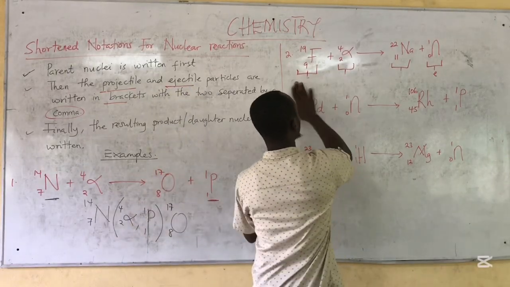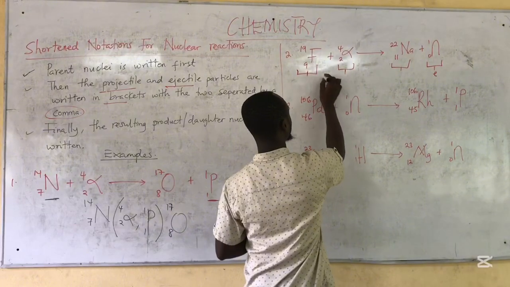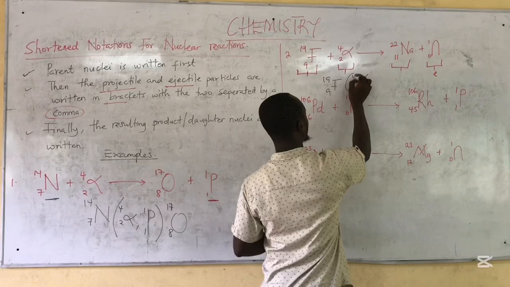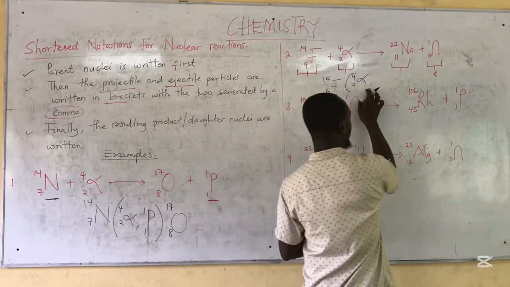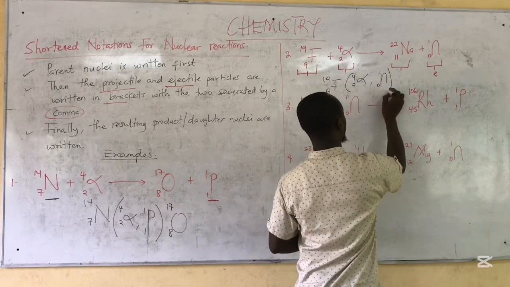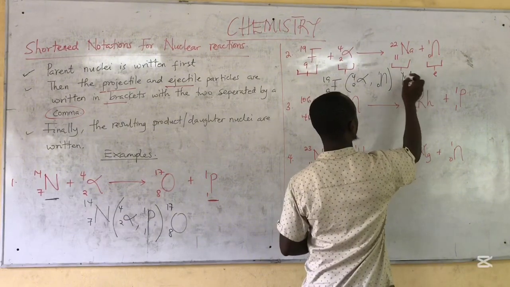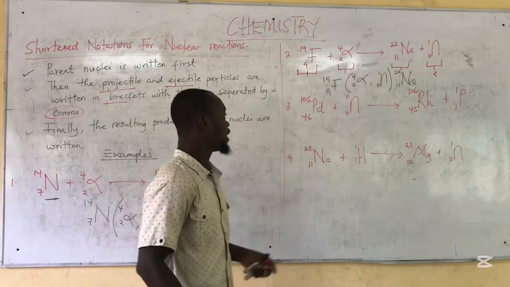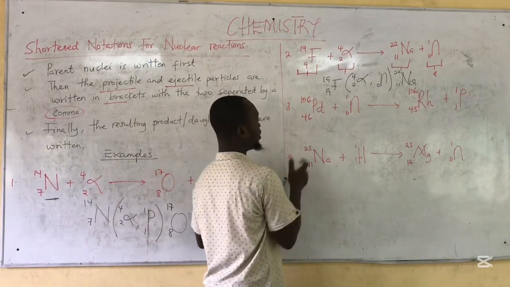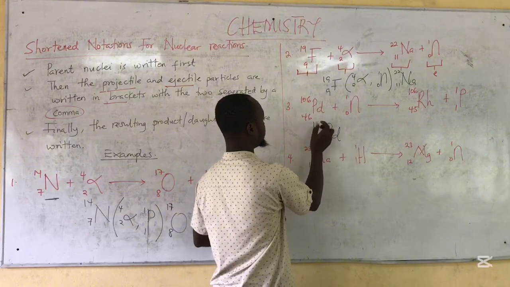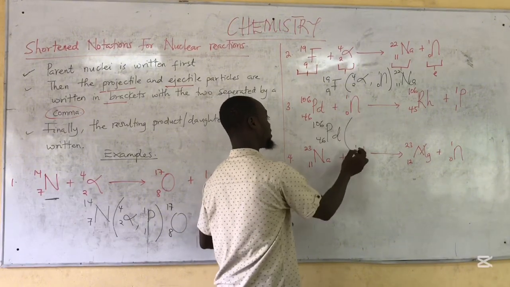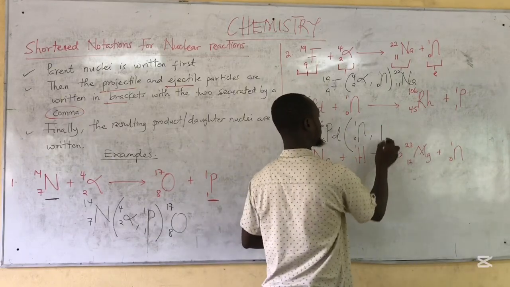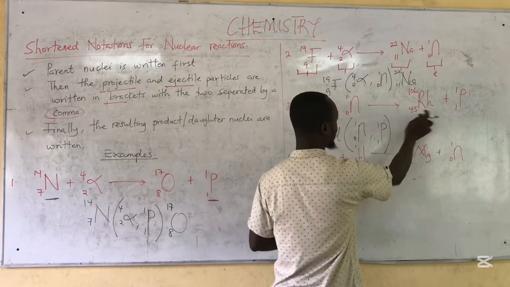So quickly, we write our parent nuclide as the fluorine. And then in brackets, we write our projectile. We have our alpha particle separated by a comma from the ejectile. And then we write our daughter nuclide, Na here also. This is a shortened notation. Is that okay? And then the next one here as well. Our parent nuclide is our Pb. And then in brackets, we write our projectile separated from the ejectile particle, and then we write our daughter nuclide or the product.